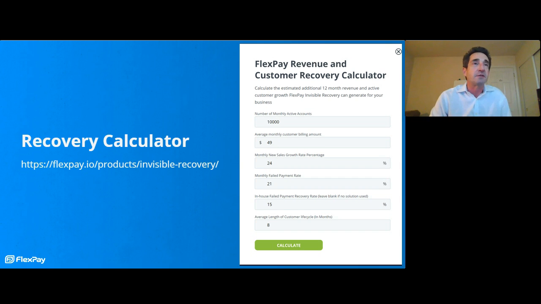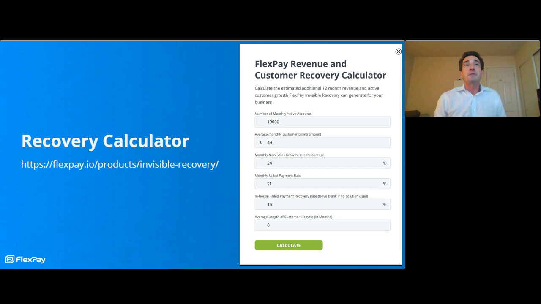You can input these values for yourself. So in this example, we have a company with 10,000 active accounts. The average monthly billing amount is $49. And we've used assumptions that the company is growing at a rate of 24% a month, but they're experiencing a 21% failed payment rate. They are using an in-house recovery method that's delivering them a 15% recovery on that 21%. And then lastly, the average length of the customer life cycle is 8 months.